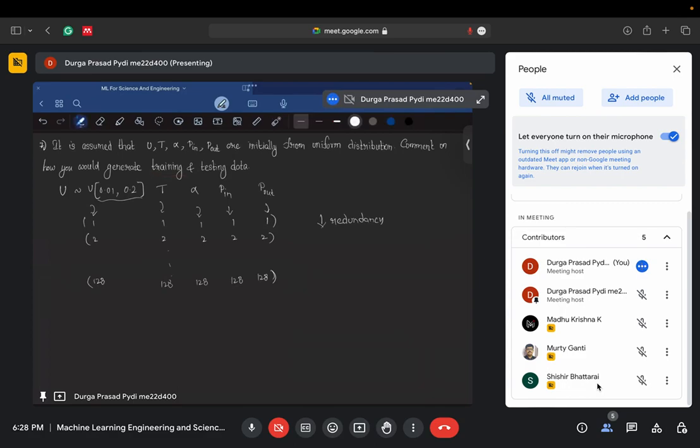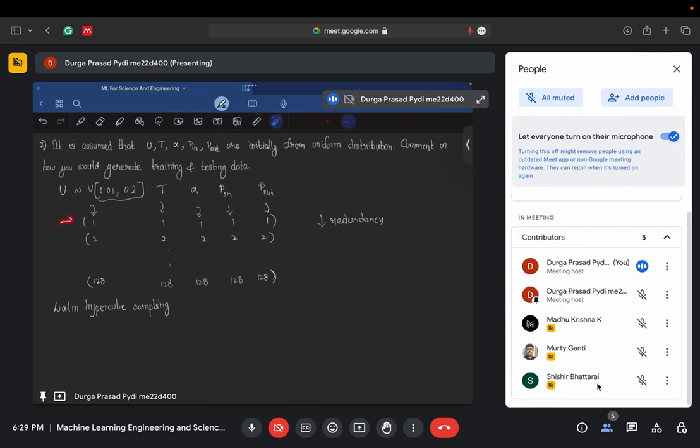One way people have done this is something called Latin hypercube sampling. There are several sampling methods; I'm just giving you one example, the simplest one. If I want to generate 128 samples, I'll generate 128 samples from U, and then 128 samples from T, the same way as before. But instead of repeating again and again, I'll ensure that whatever I have already got, I'll remove it. Let me put it simply.